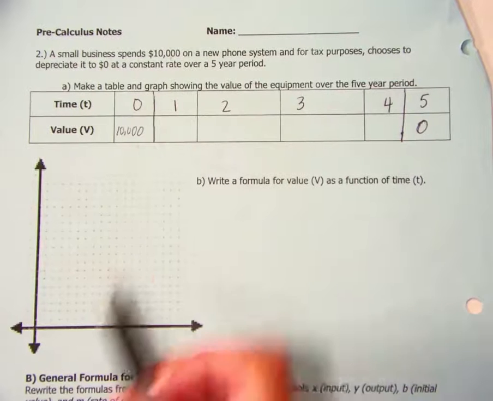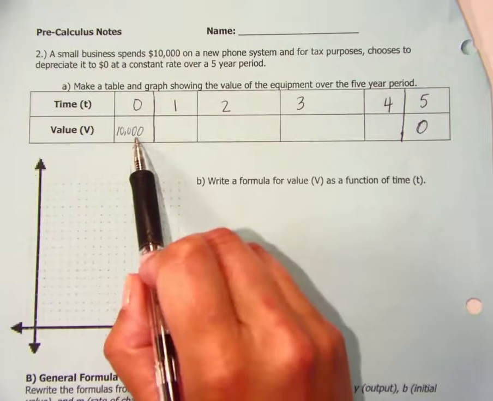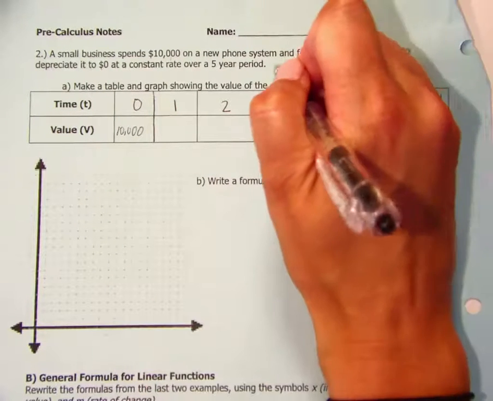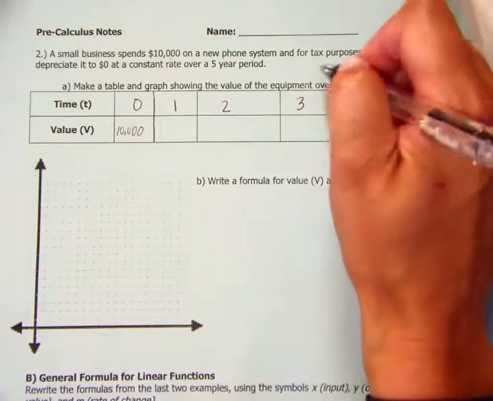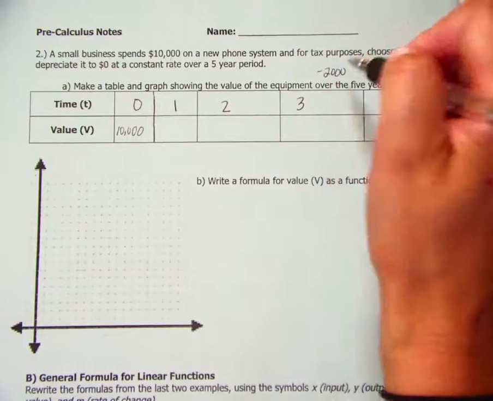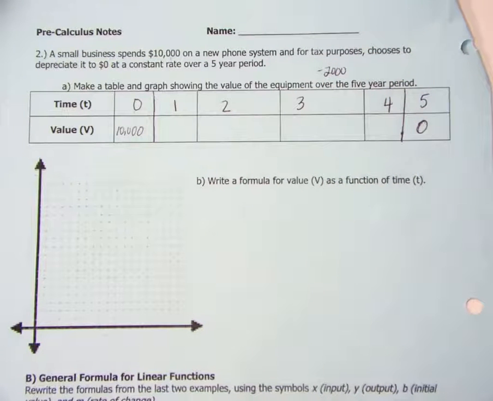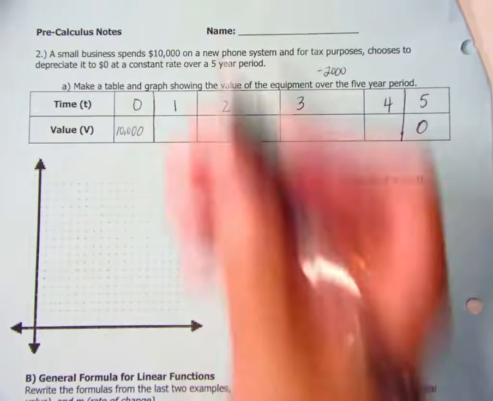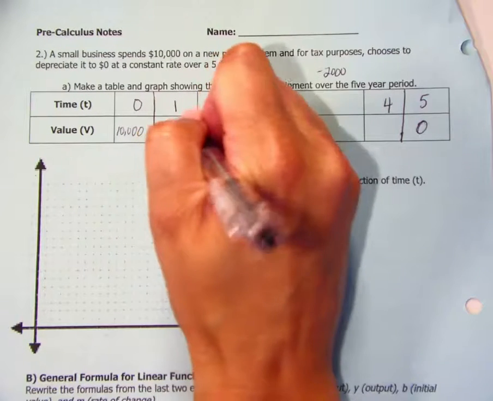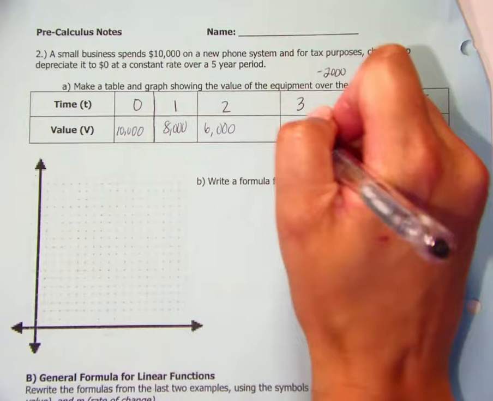Okay, so what did you get for your average rate of change? Negative 2,000. I know probably some other groups look at it a little bit differently. If you just divide that 10,000 by 5, you get a positive 2,000. Then you just need to realize that you're subtracting that every time, okay? So we should have 8,000 and then so on.